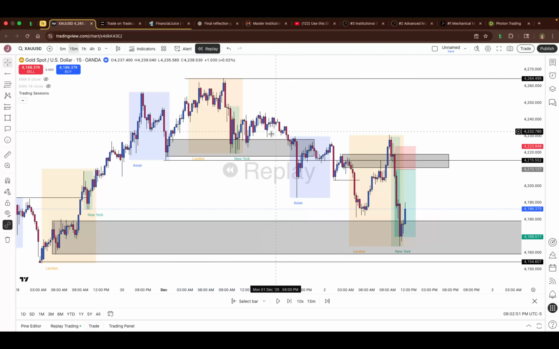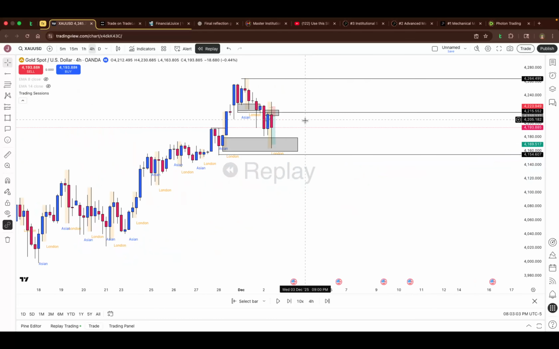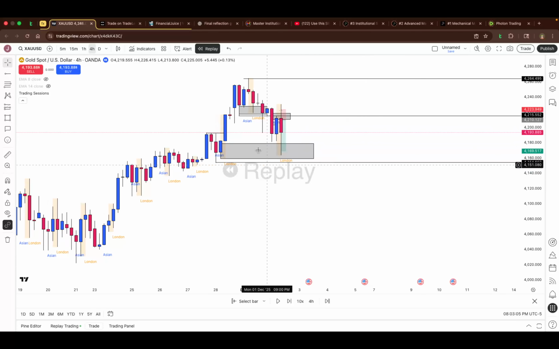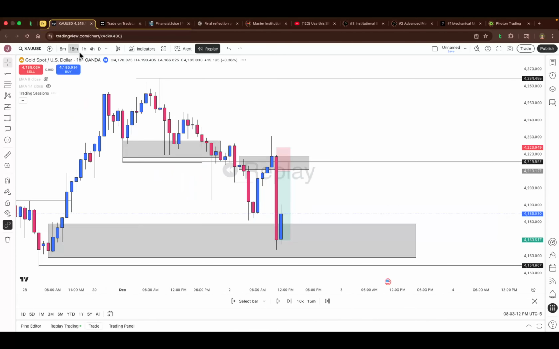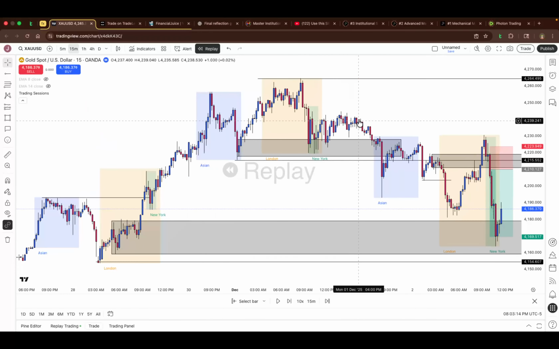What do we instead see happen? We see a breaker structure, an internal breaker structure. And again, what's the 4-hour bias? We're looking for bias. But we haven't seen a pullback. So now we're seeing a decent pullback. 15-minute.